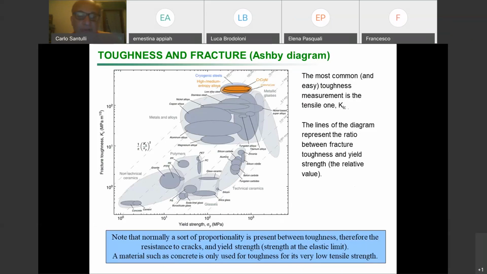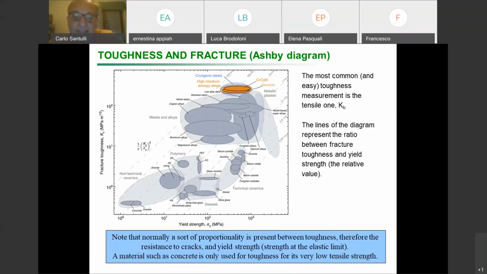You may see, for example, that concrete is down at the bottom left, because concrete has a very, very low yield strength, but it has a decent fracture toughness. That's why we can say that we use it uniquely for its toughness, not for its yield strength, which is very, very low. Also compared with glass, with polymers and so on. But in comparison with all this, it is tough.